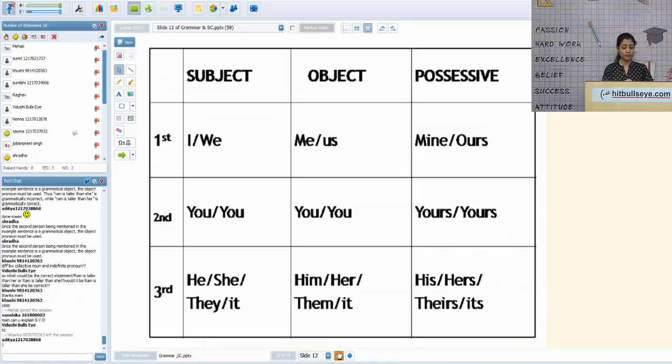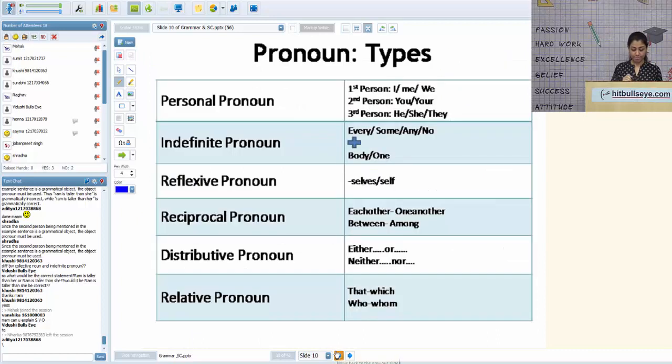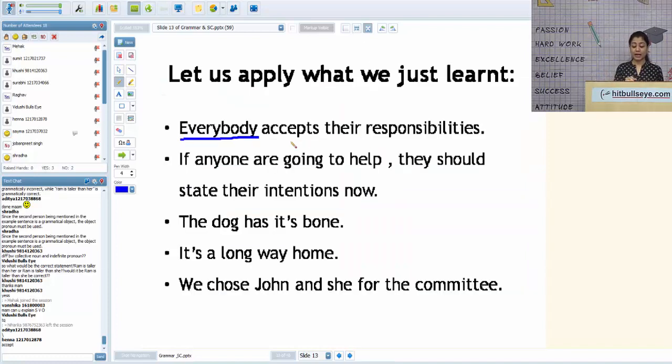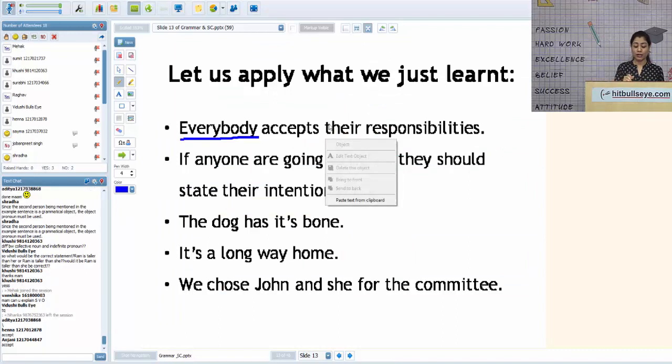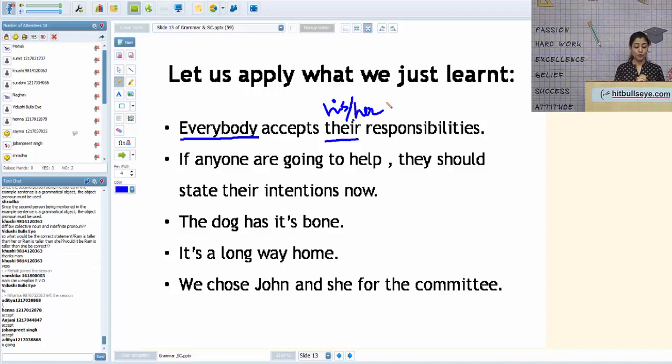Okay, remember how we just learned about the SVO rule and the different types of pronouns. Let's quickly put it into perspective here. Let's see the first example. We just learned that with everybody. What was everybody? Everybody was an indefinite pronoun, and we learned that with an indefinite pronoun, the verb is always in the singular form, right? Everybody is eating at the table. So "everybody accept their responsibility" would be wrong. Everybody accepts his or her responsibilities.